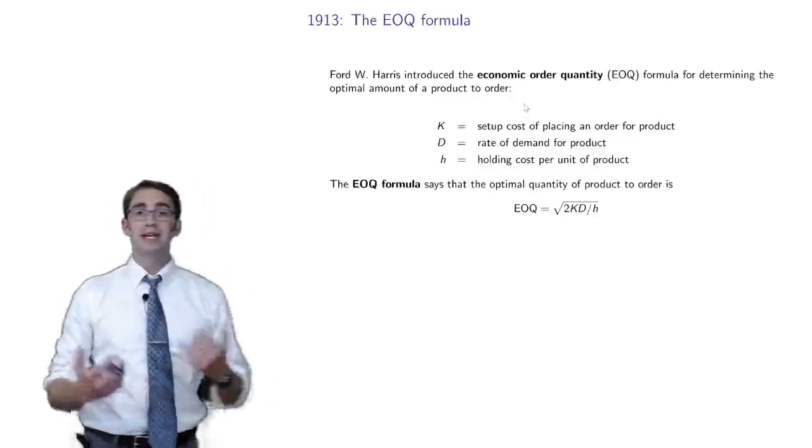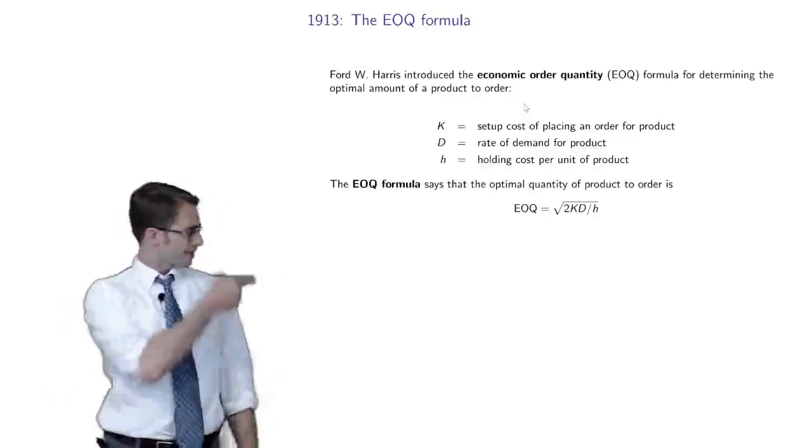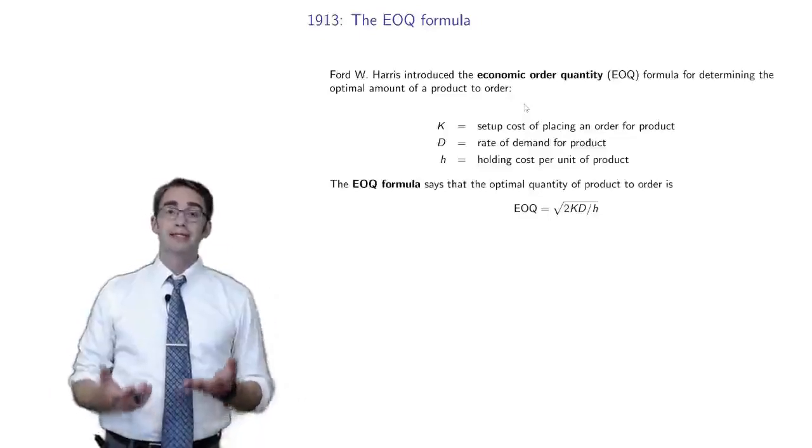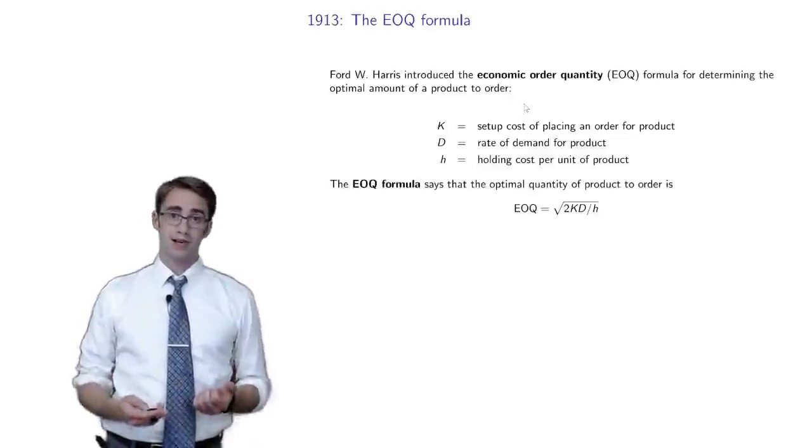And D is the rate at which people are asking for things. So this formula here, the EOQ formula, it tells me what the optimal size is for every order that I make.